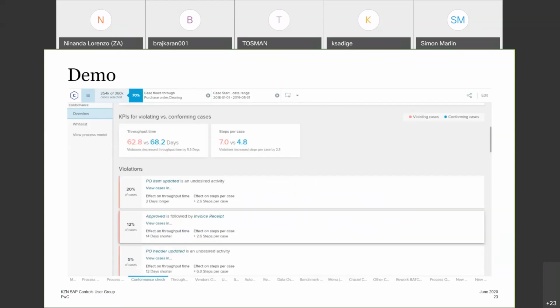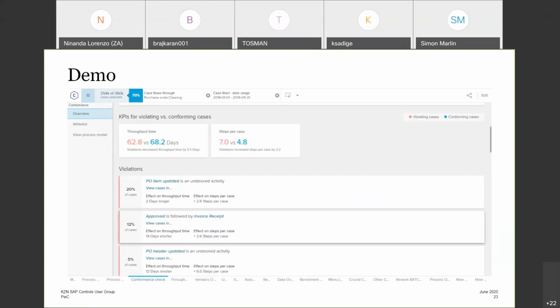Looking at those violations, interestingly enough, the violations actually decreased the throughput time to 62 days compared to 68, potentially because we're shortcutting or bypassing some of the steps within the process. However, the steps were more. There are 7 steps on average compared to the 4.8 where there is compliance.